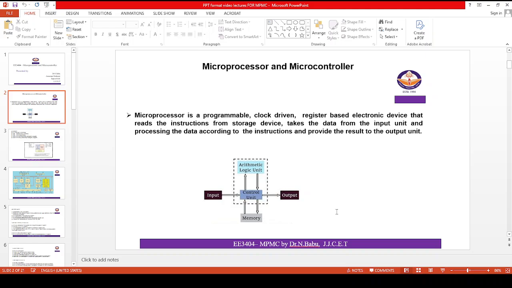Then what is a microprocessor? What is the function of a microprocessor? A microprocessor is a programmable, clock-driven, register-based electronic device that reads instructions from a storage device. The storage device is called memory. Memory is one of the storage devices. It takes data from the input, which is one part of the unit. It processes the data, that is the CPU or processor, according to those instructions. Based on the instructions we have already stored, it processes the data. Finally, after completing the processing, it provides the result as output. This is the basic function of a microprocessor.